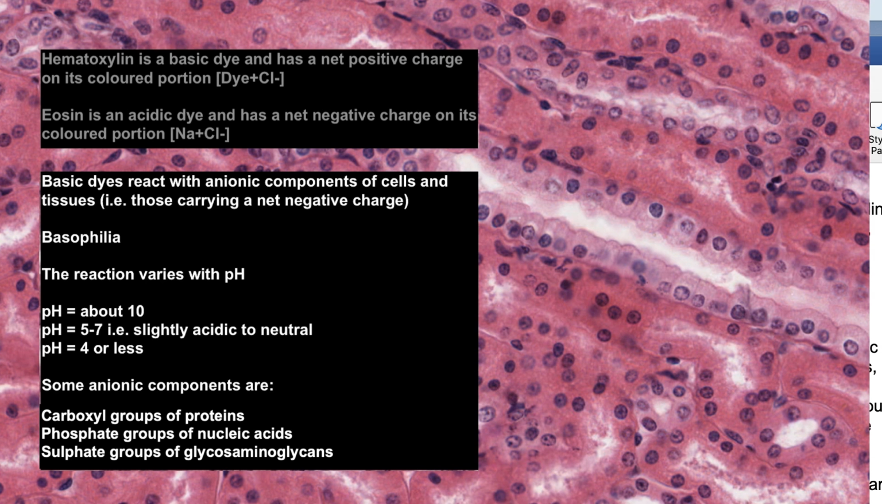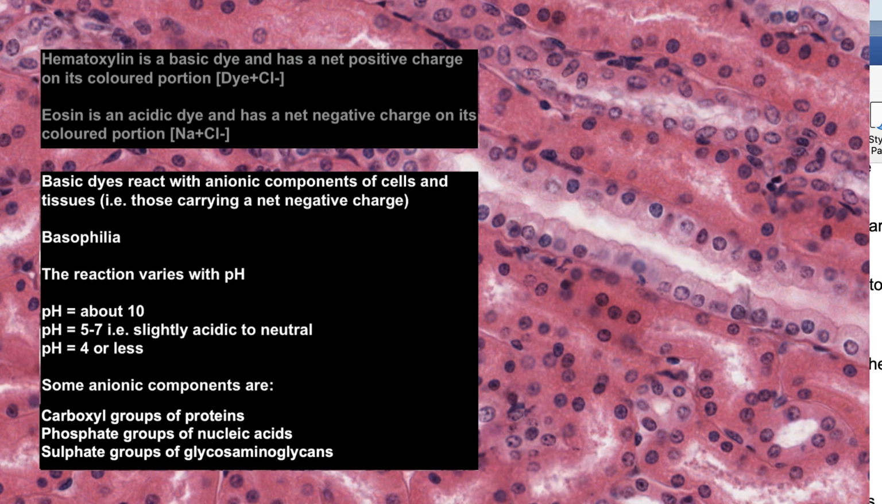Some of the anionic components of cells or tissues that react with the basic dye are the carboxyl groups of proteins, phosphate groups of nucleic acids, and sulfate groups of glycosaminoglycans. And I certainly don't want to go into the chemistry of all these components in this lecture. It's just to give you the basis for what the staining technique used actually targets in the tissue components.